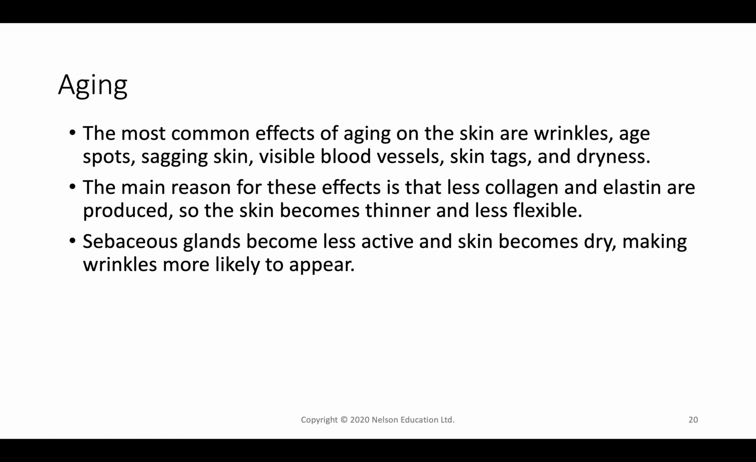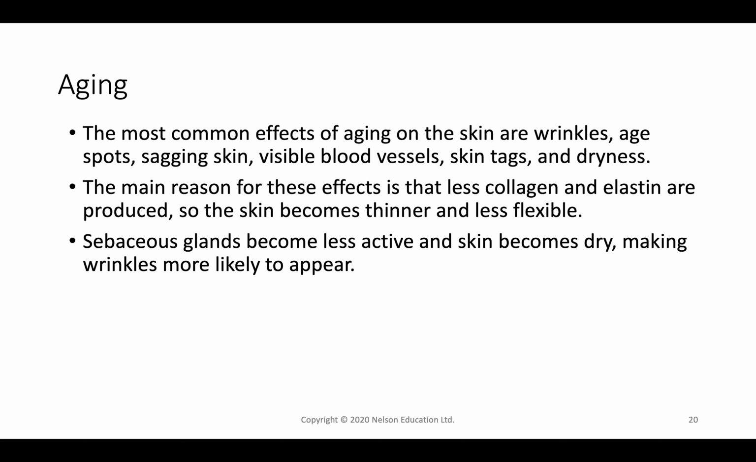All right, so how does this affect our skin as we age? One of the most common effects as we age is that we get wrinkles in our skin. We lose the extracellular matrix molecules like collagen, elastin, and the reticular fibers. We also end up with age spots, when melanocytes and keratinocytes start growing at odd rates, creating odd little patches. We can end up with sagging skin, again because of the lack of support from these extracellular matrix molecules. We can have blood vessels that appear underneath the skin, skin tags that pop up, and also skin dryness.